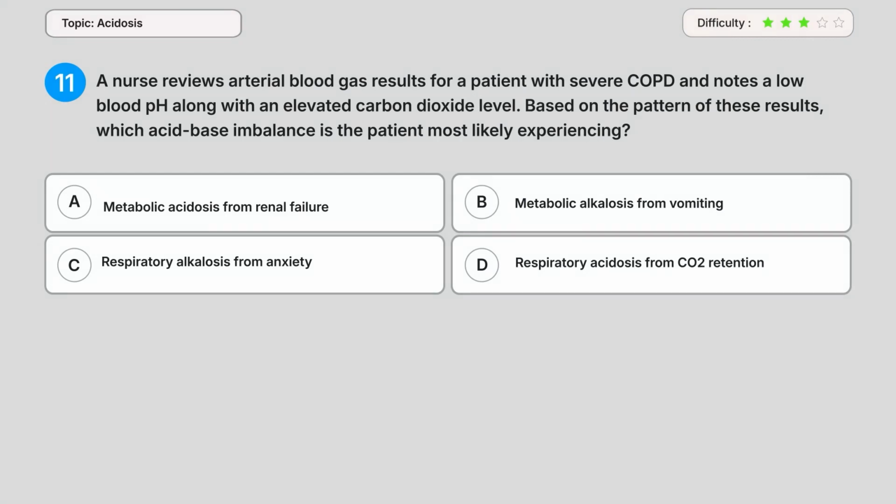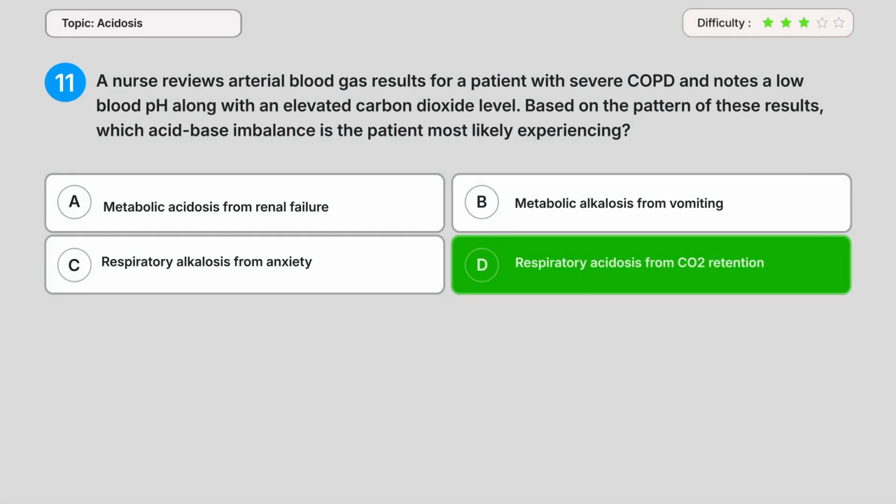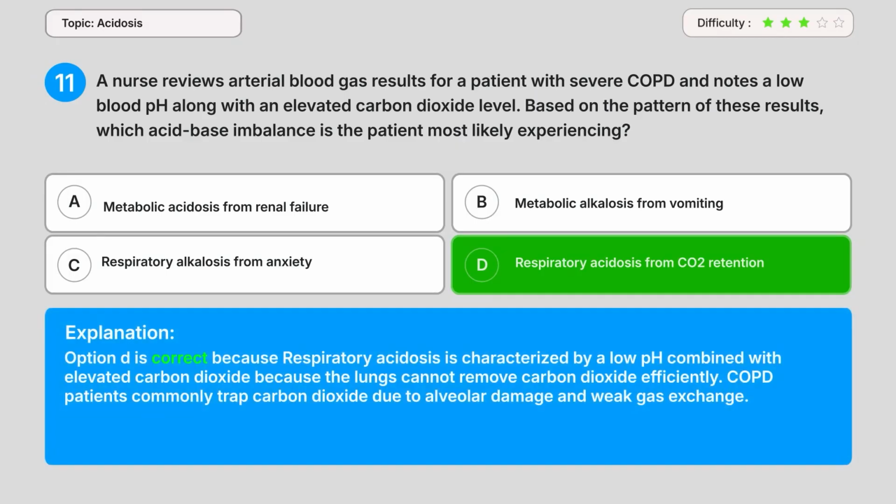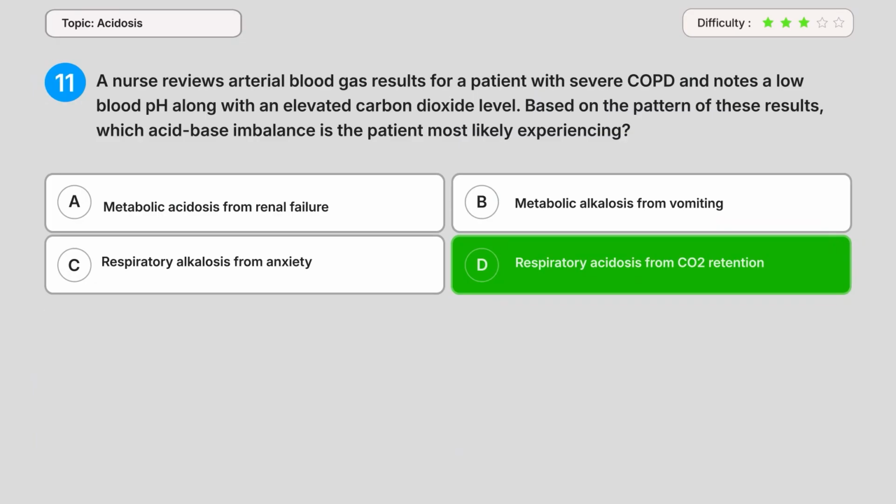Correct answer: D. Respiratory acidosis from CO2 retention. Respiratory acidosis is characterized by a low pH combined with elevated carbon dioxide because the lungs cannot remove carbon dioxide efficiently. COPD patients commonly trap carbon dioxide due to alveolar damage and weak gas exchange.